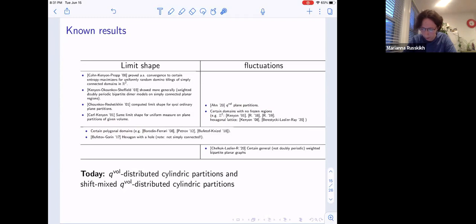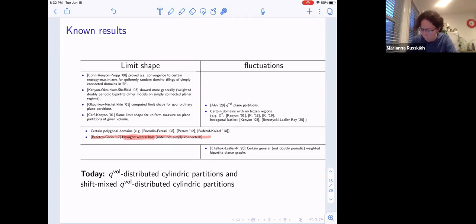And in this table of results, there is this result which I want to emphasize, since it is a result for a non-simply connected domain. All other results shown here are done for simply connected domains. And we will go to this hexagon with a hole later on. So today we're going to discuss q to the volume distributed cylindric partitions and shift mixed q to the volume distributed cylindric partitions.